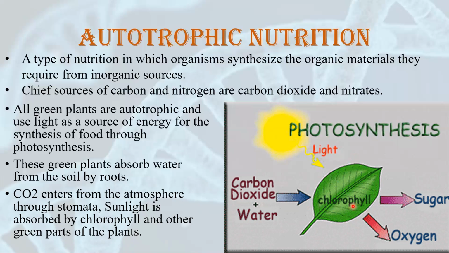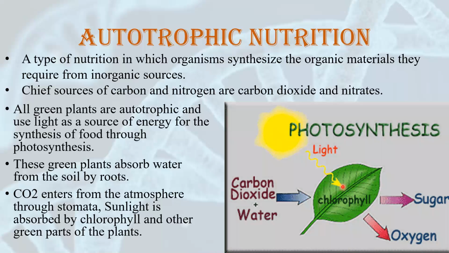A green colored pigment present in the leaves and other parts of the plant. So this is the entire process of photosynthesis. These are the raw materials that are required for photosynthesis. Once again, what are the raw materials? The raw materials are water, which is absorbed from the soil by the roots, CO2 or carbon dioxide that comes from the atmosphere through stomata, and sunlight, which is actually absorbed by chlorophyll. So these are the raw materials.